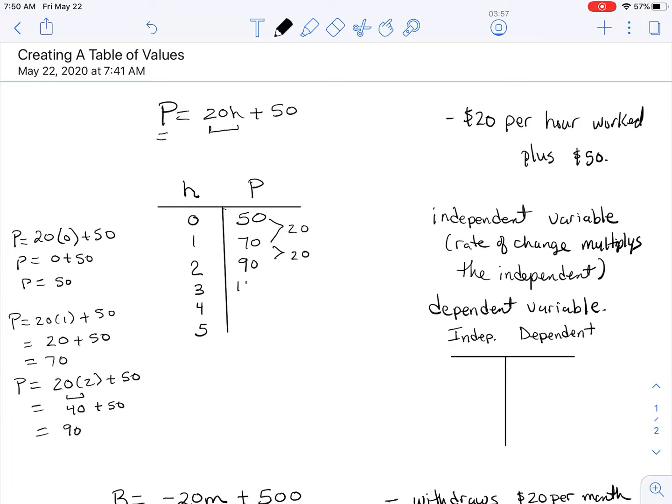So how much for 3 hours? That would be 20 more, so 110. How much for 4 hours? 20 more, 130. How much for 5 hours? 20 more, 150. Now what I just did there, the pattern part of it, it's going up by 20. That right there is known as the first difference.